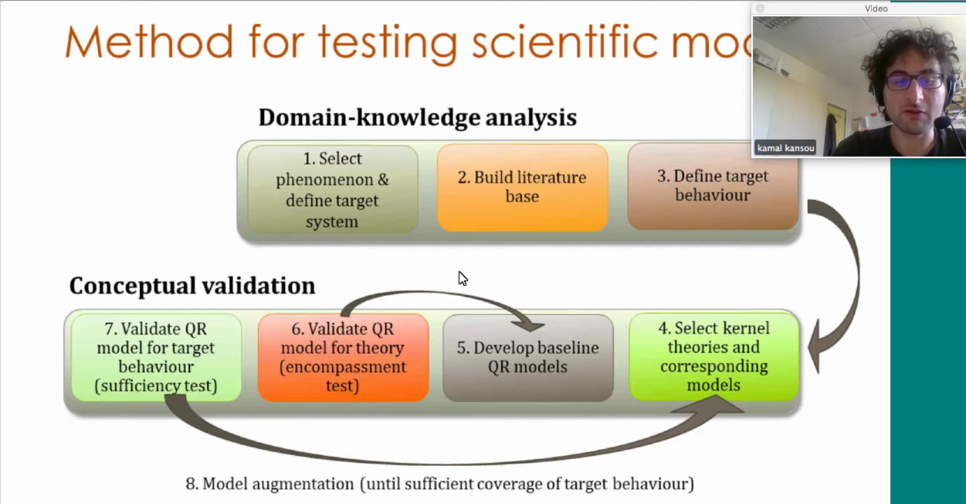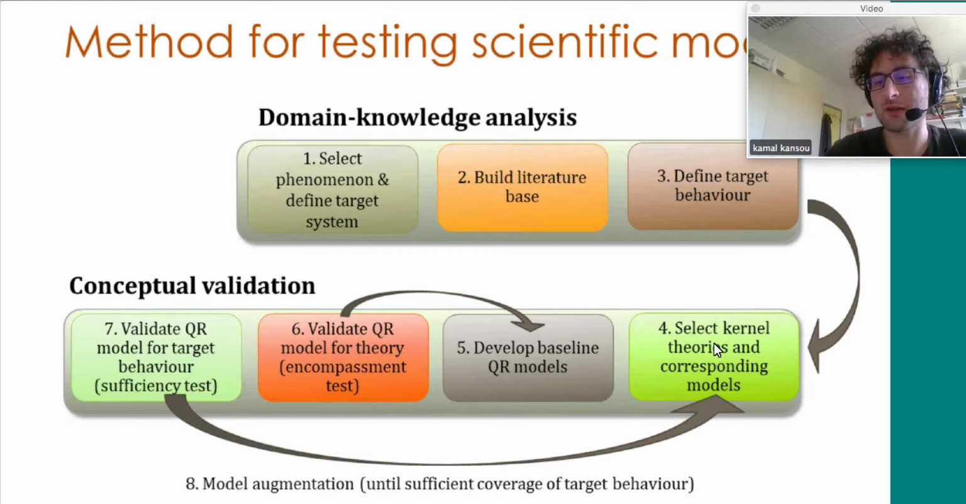If it's not, if the test failed, then you can choose, and this is the last step, to augment the model. For example, if it's an insufficient coverage of the target behavior, you can augment the model using additional theory and additional source model.